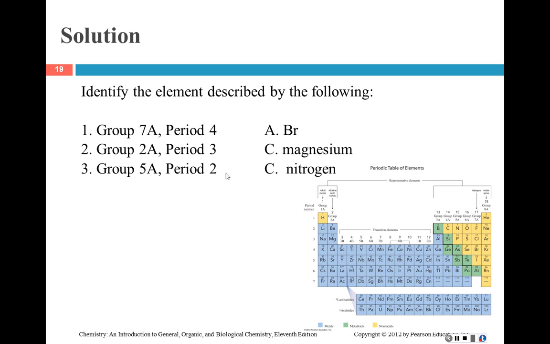So, if you went group 7A, that's our halogens, and period 4, that should have been bromine. Group 2A, period 3 should have been what? Magnesium. And group 5A, period 2 should be nitrogen. Very good.